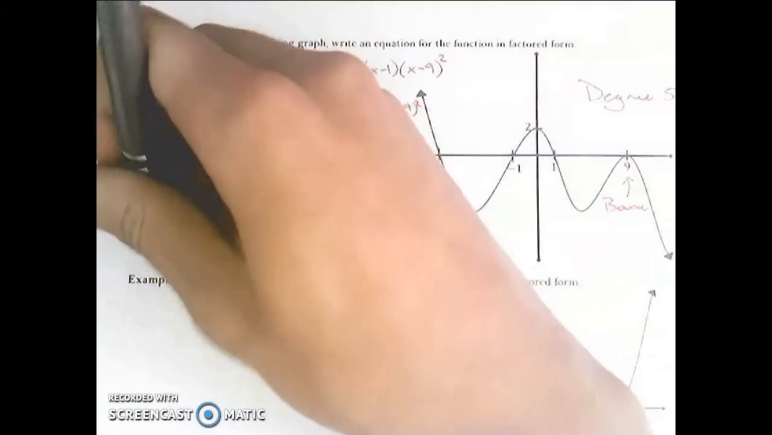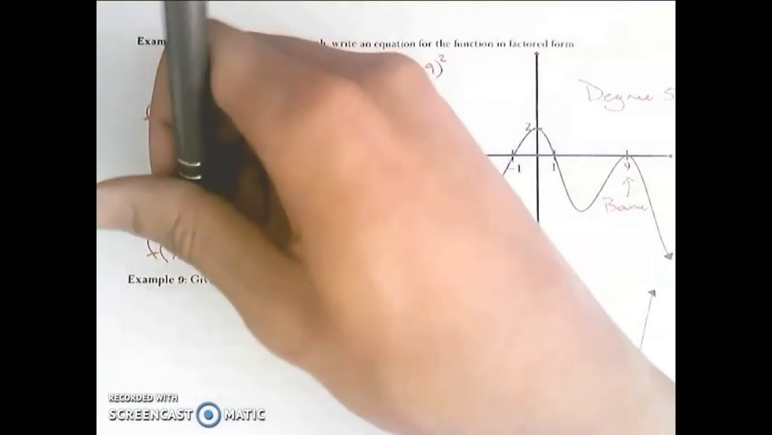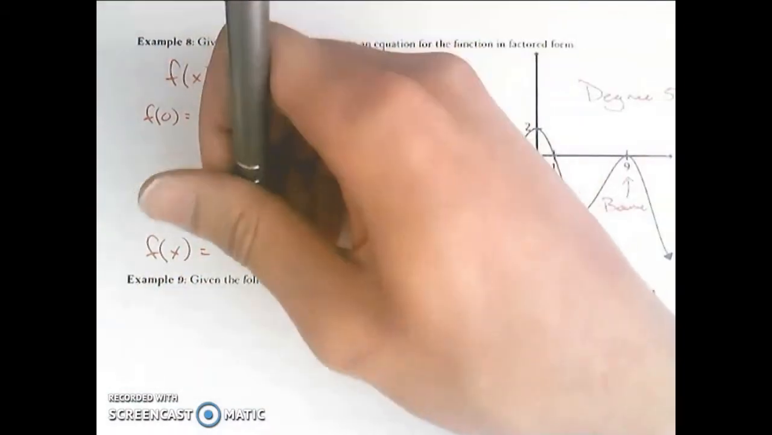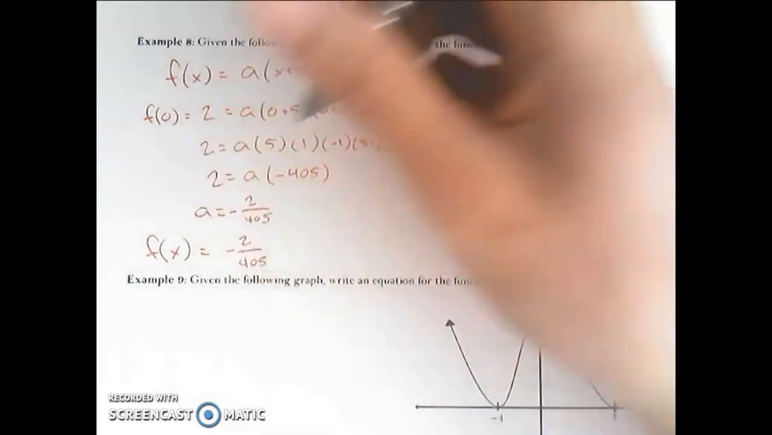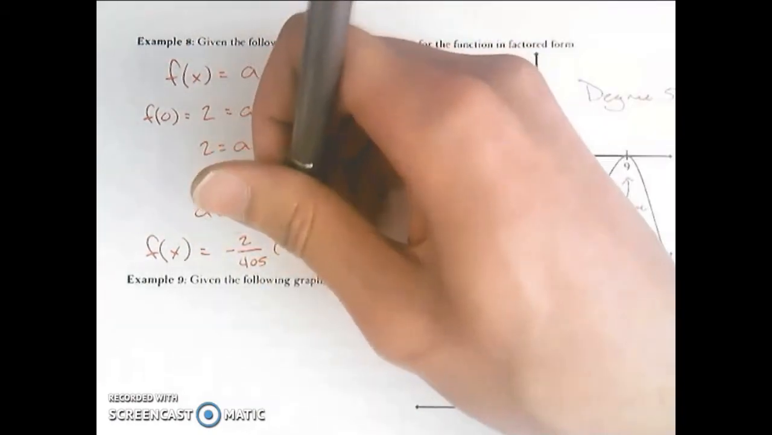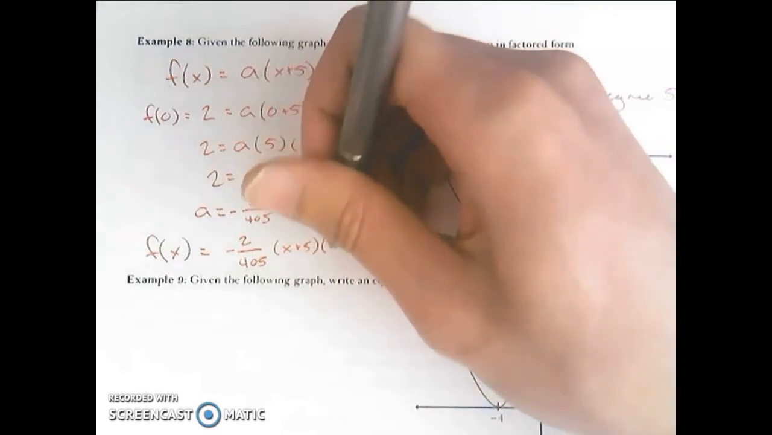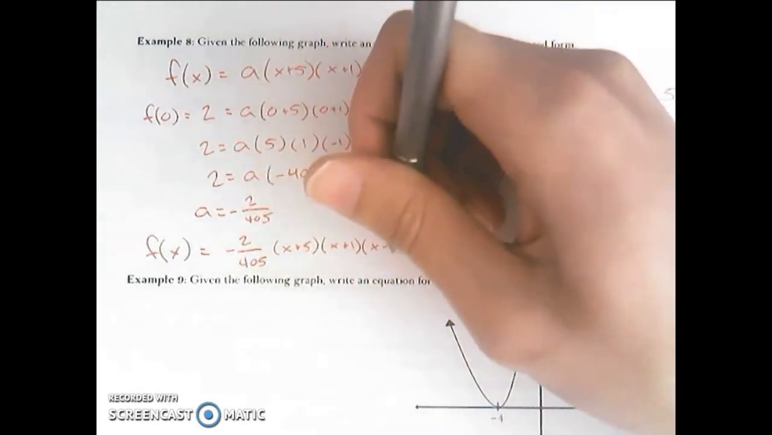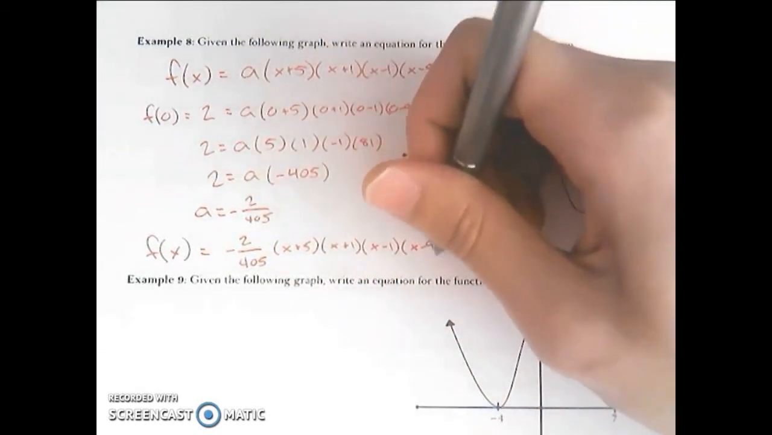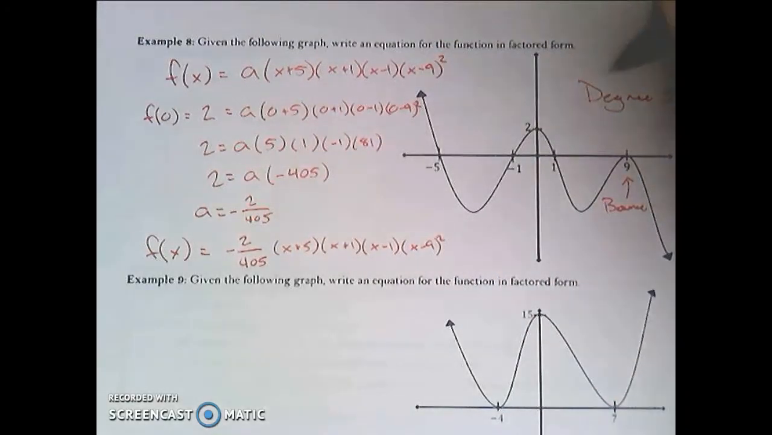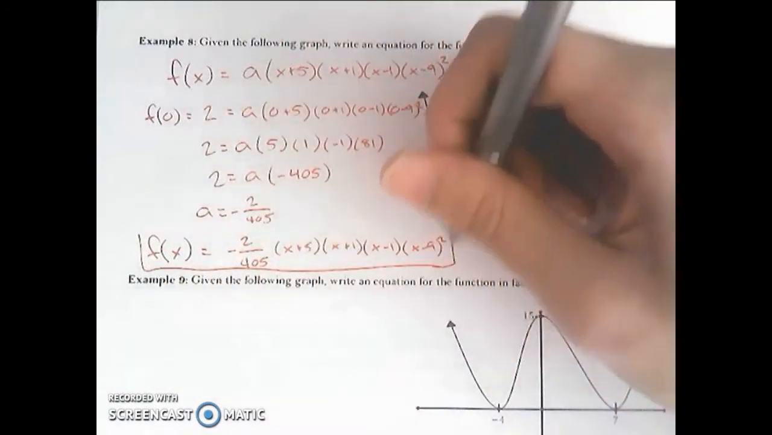So writing out our full equation, we have f of x equals our leading coefficient, -2/405, and then all of our factors, x plus 5, x plus 1, x minus 1, and x minus 9 quantity squared. We could expand this out, but its factorization is perfectly fine.